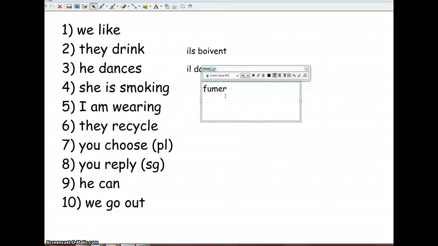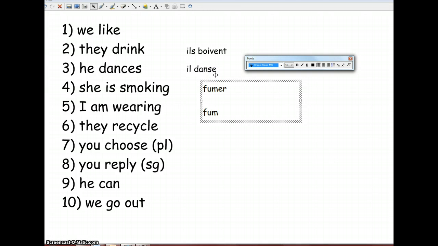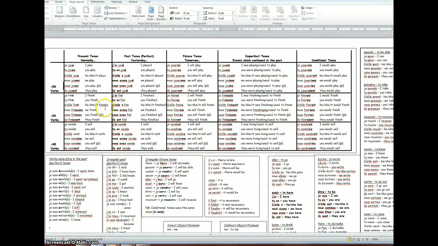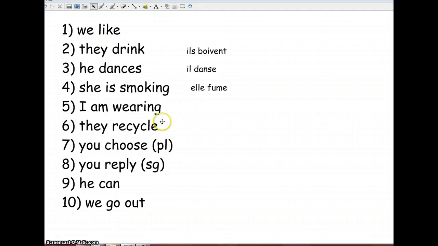So we're going to take off the er, and the ending for he is exactly the same as the ending for she. So because we remember that the ending for he is an e, we're going to put an e on this as well, because it's the same. So she smokes is the same as she is smoking, and that will be elle fume. And if we just check that ending there, you see he and she is both an e in the present tense for er verbs.